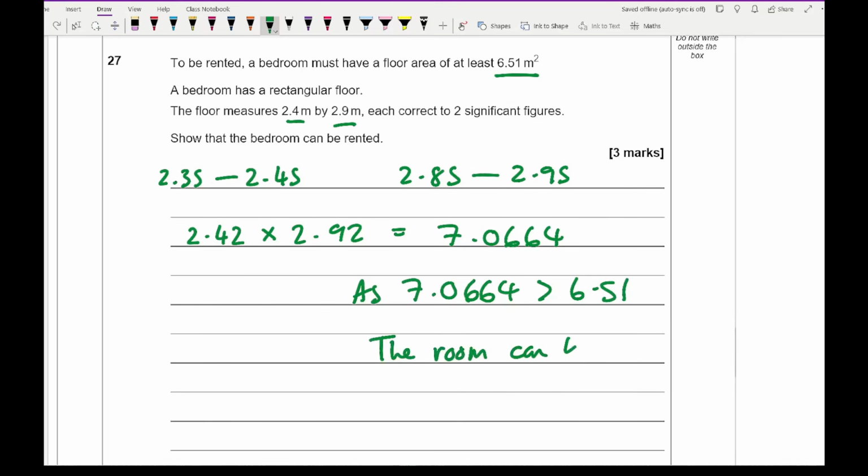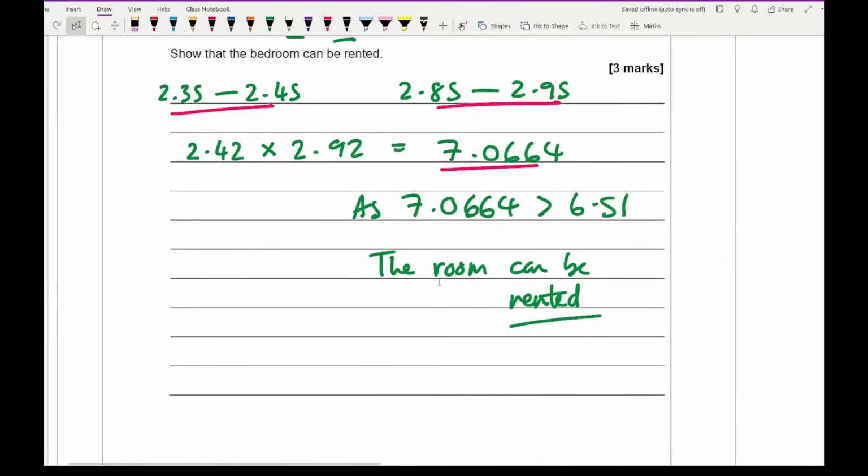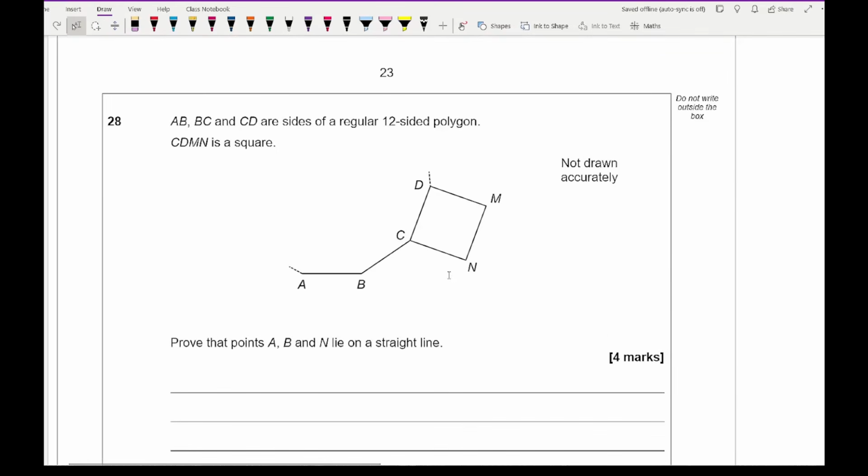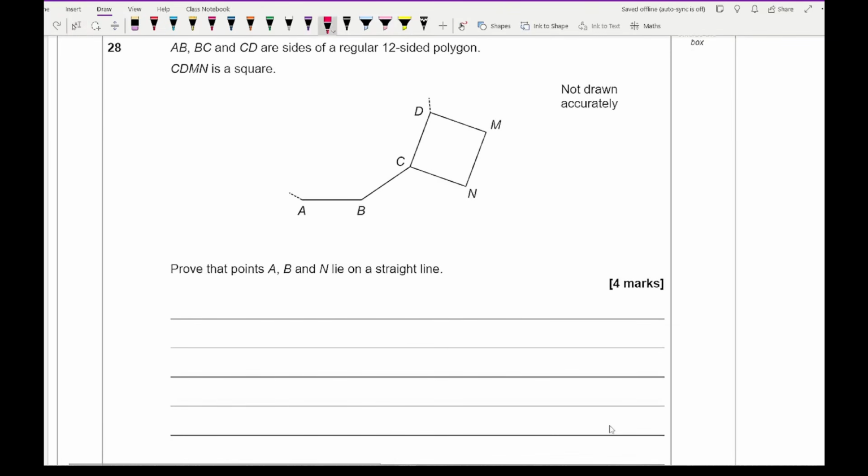can be rented. And again, you could have picked any two numbers within these ranges, and as long as the answer was greater than 6.51, you'd be fine to get all 3 marks. Then moving on to question 28, it says AB, BC and CD are sides of a regular 12-sided polygon. CDMN is a square. Prove that A, B and N lie on a straight line. So we want to show that this point here and this point here are on a straight line.